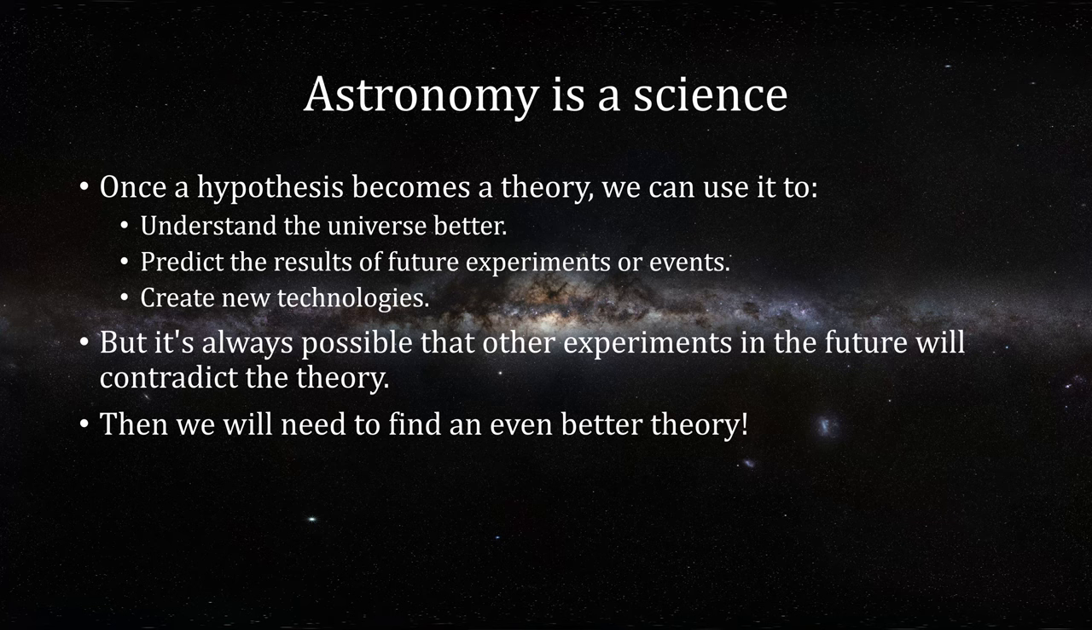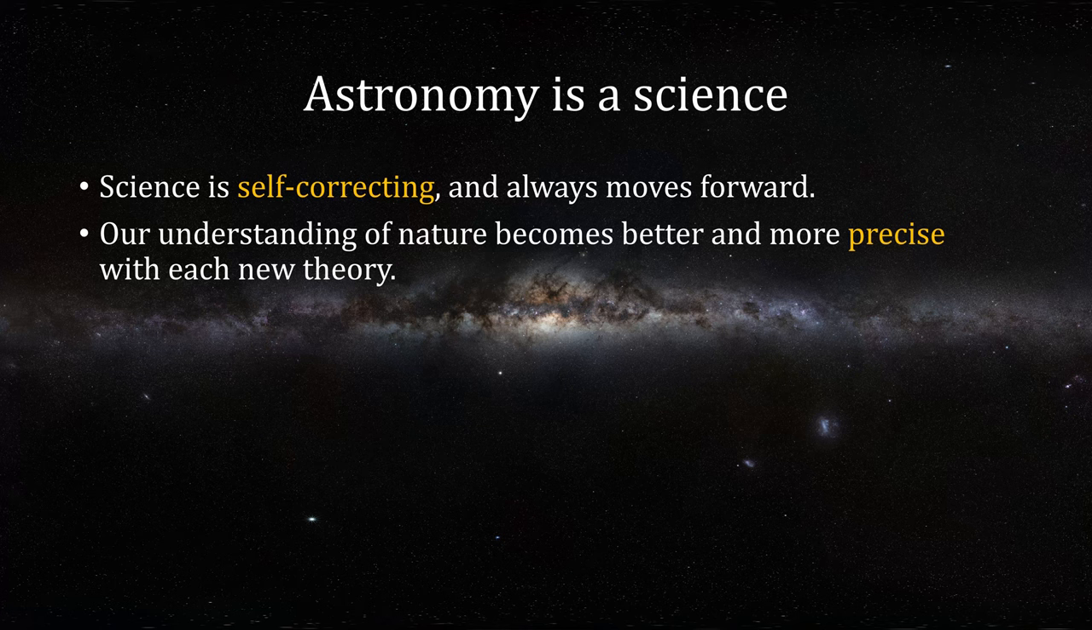Now, once a hypothesis becomes a theory, we can use it to understand the universe better, predict the results of future experiments or events, and create new technologies. These, by the way, are basically the three types of scientists: the theorists, the experimentalists, and the applied scientists or engineers. But it's always possible that other experiments in the future will contradict the theory, and then we need to find an even better theory. In this way, science is self-correcting and always moves forward. Our understanding of nature becomes better and more precise with each new theory.